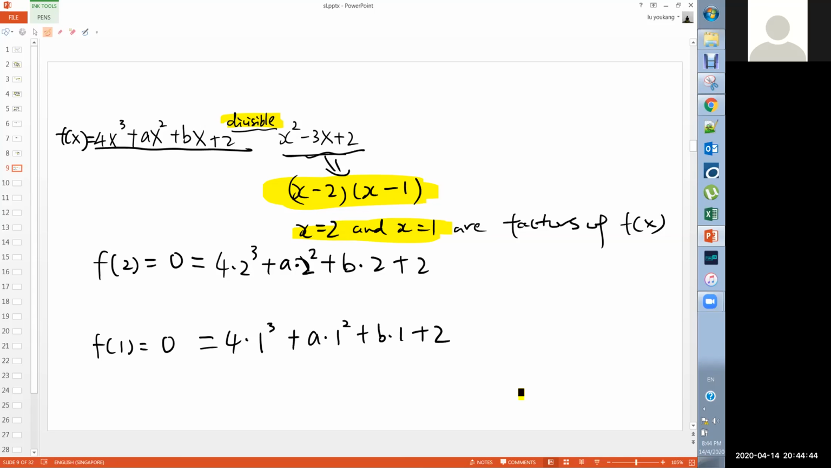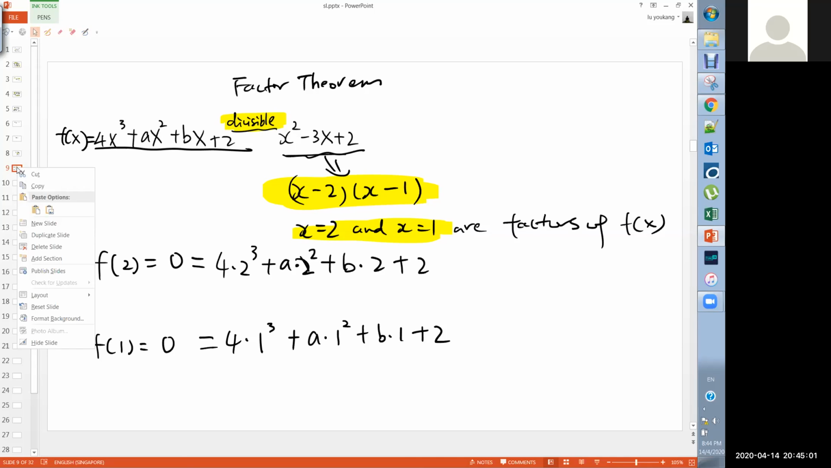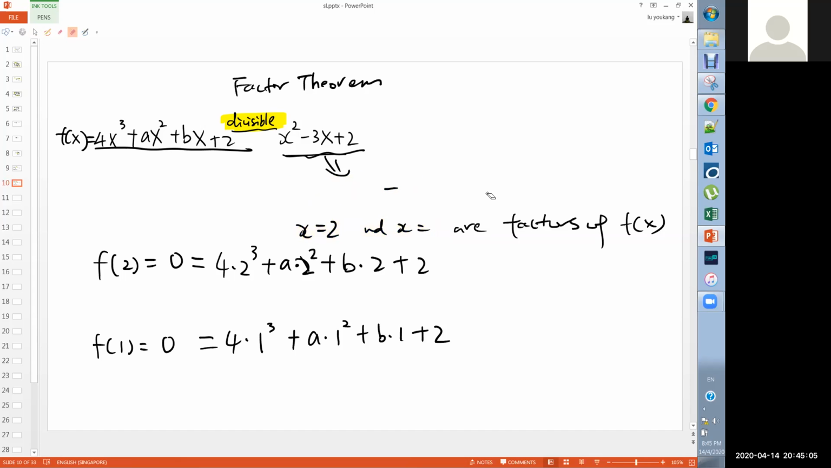Yeah. So let me change this question. So basically this question, when it says divisible, that means you use factor theorem. So what if I use the same question, but I change the wording. I change some words. So let me erase this first.